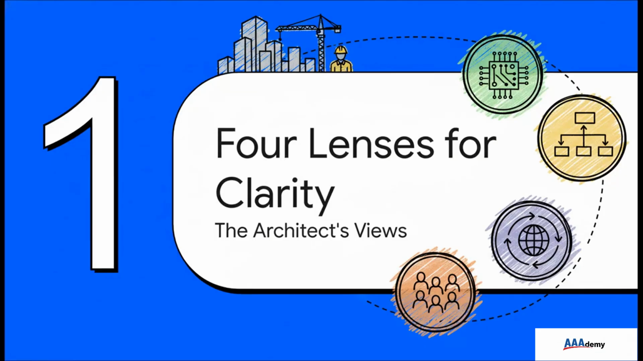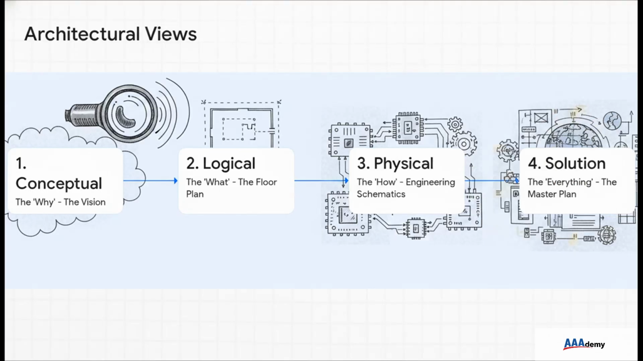All right, so how do you even start to understand a system that complex? Well, here's the thing. You can't look at it all at once. That'd be impossible. It's kind of like trying to build a skyscraper from just one single drawing. It just doesn't work. Instead, architects use a few different views or lenses to zoom in on specific parts of the design. And these are the four big ones, the essential lenses they use.